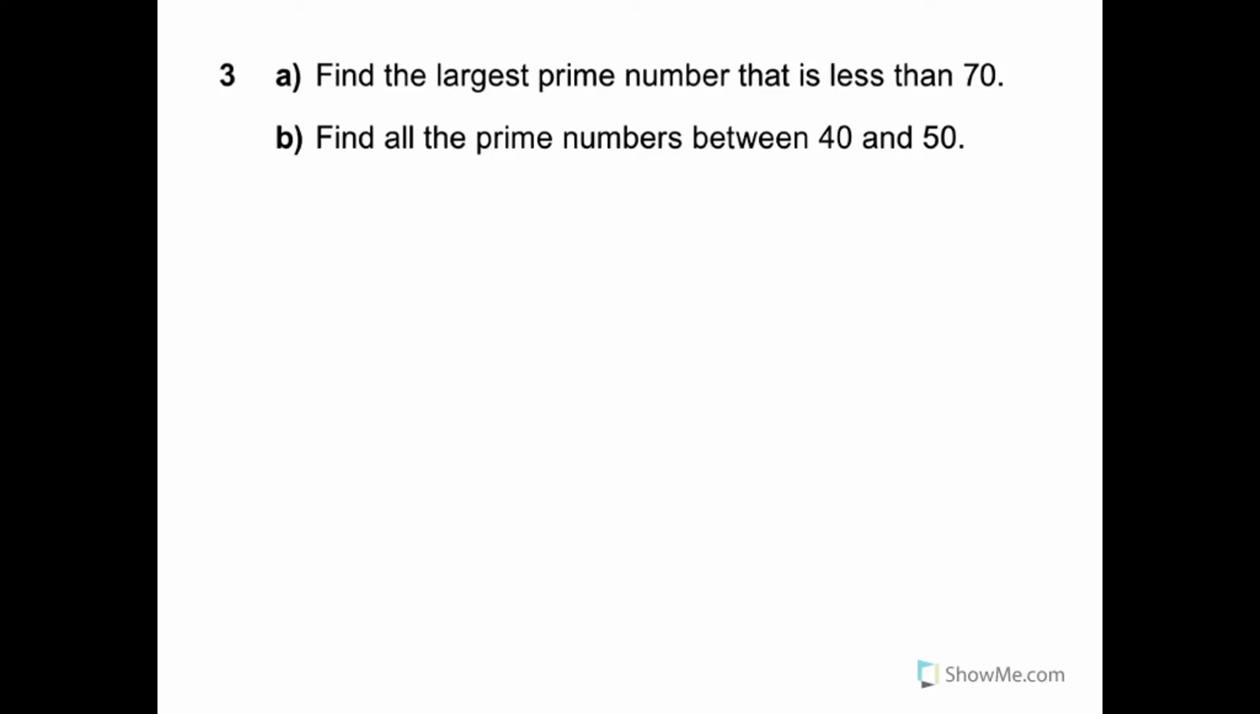Read the question. RTQ, some of you will notice I've written in your book. That stands for read the question. It says the largest prime less than 70, and actually quite a few of you put a bigger number than 70 as your answer there, so that can't be right. The actual answer is 67. Part B, all the primes between 40 and 50. You've got 41, 43 and 47.